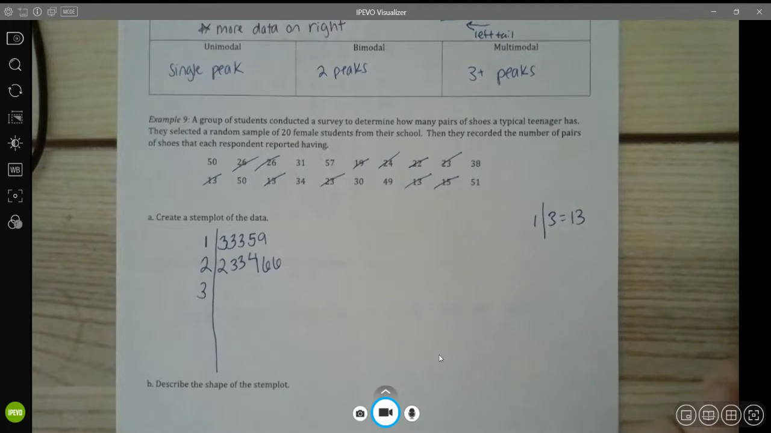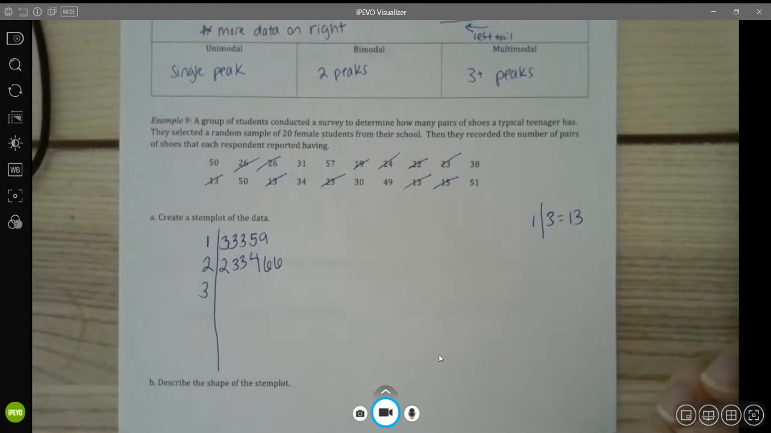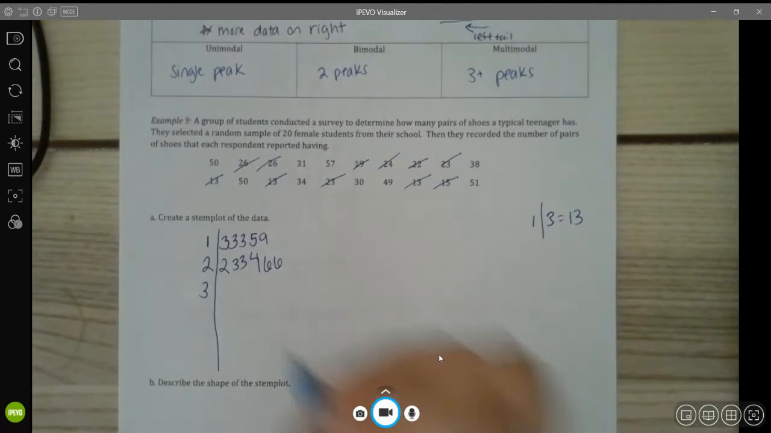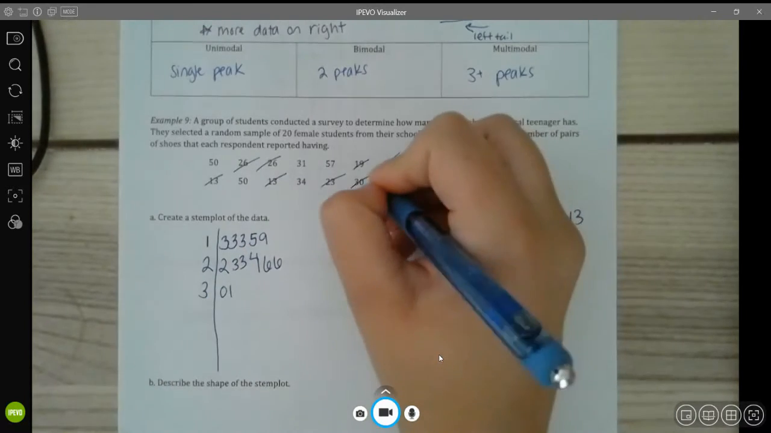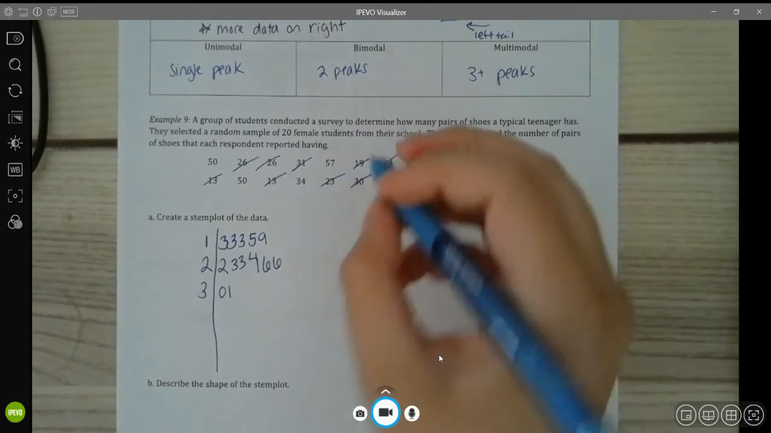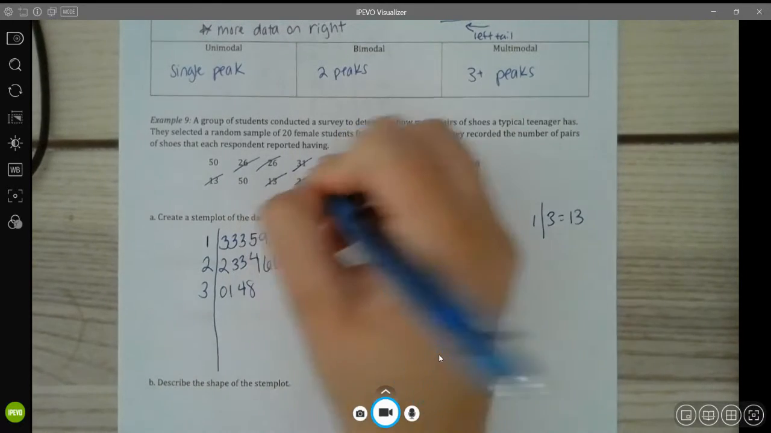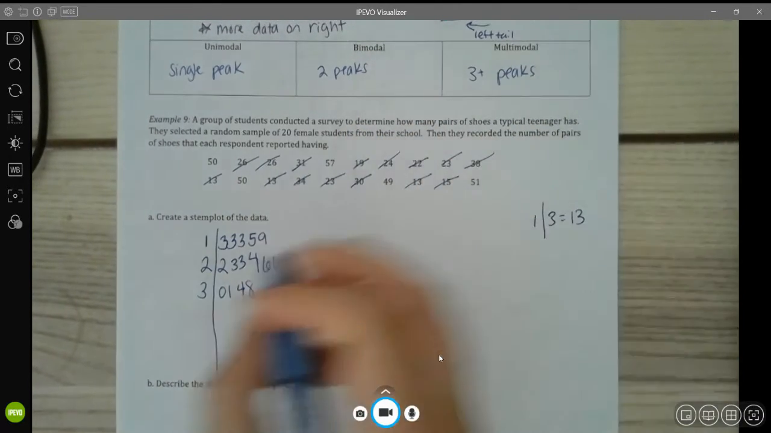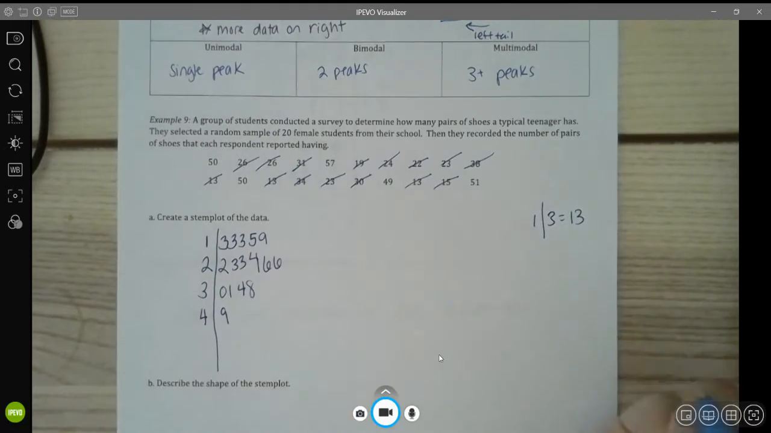Ready for the 30s. There is a 30 and a 31. There's a 38 here and a 34. I think that's it. There's only one in the 40s. It's 49.